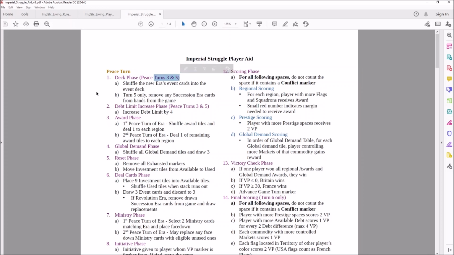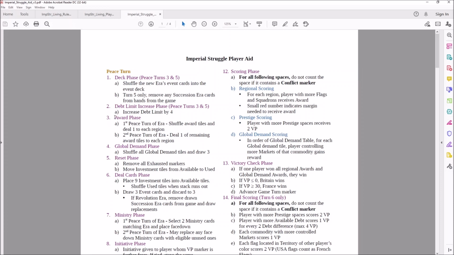The deck phase is actually a time when we shuffle the new era events into the deck. We should remove the succession ones on turn 5, but let's be honest, leave them in the deck, and whenever they are drawn, throw them away from the game. Also, on peace turns 3 and 5, we will be increasing the debt by 4. Important factor: we are changing the era, so the debt limit for the countries is also increasing.